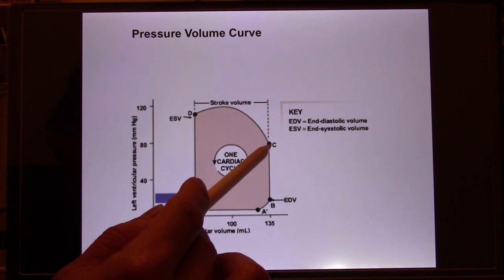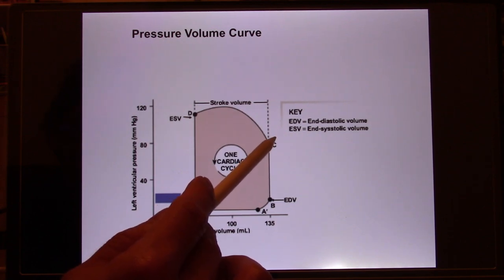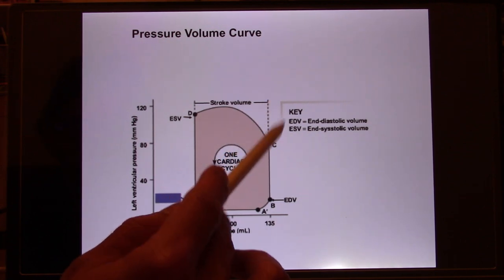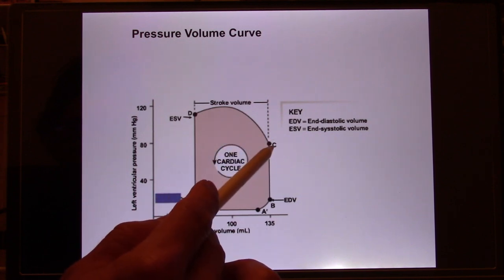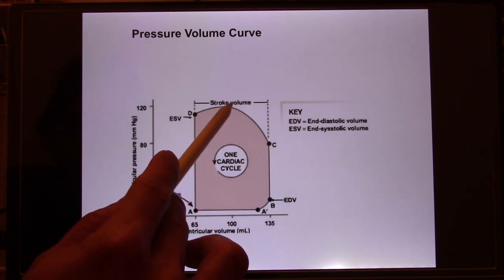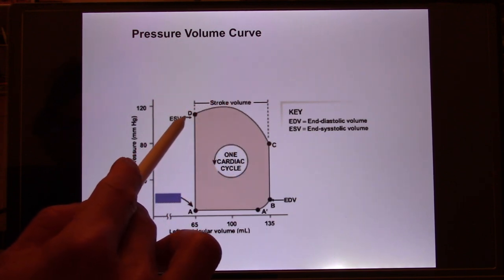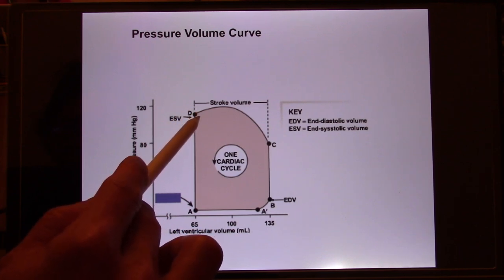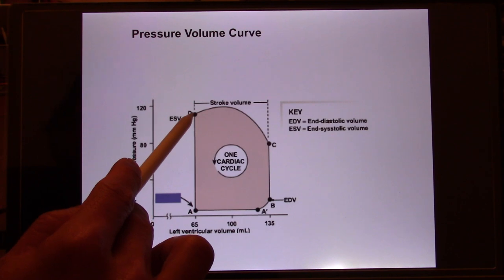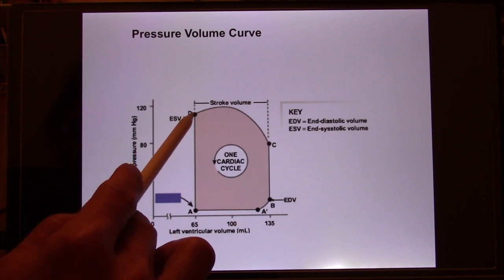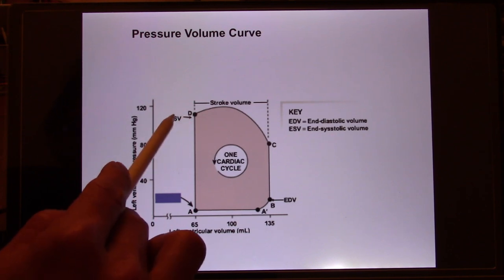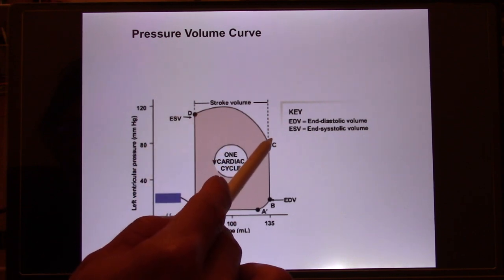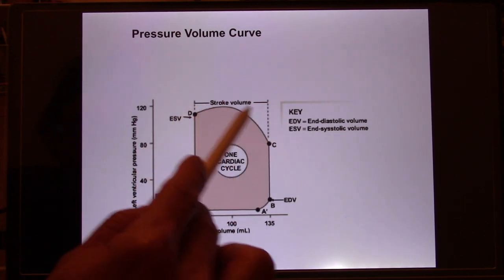But the heart is still contracting, so the pressure keeps increasing. Pressure increases, volume decreases, so together it goes in this direction until it reaches here, and that's when the events stop contraction and the semilunar valve closes. It reaches here. So from here to here, you find this volume change.